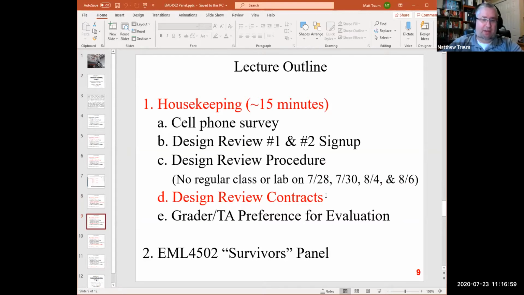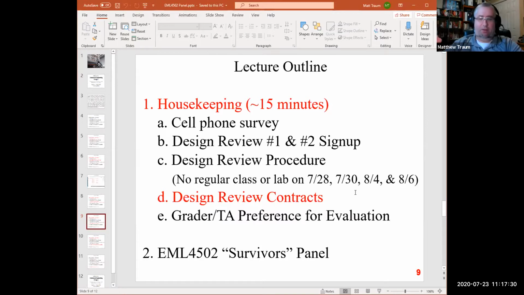What I implemented in the spring, which actually worked really well, is this concept of design review contracts. As we're going through the design review, we will record the things that we suggest. And those will be embodied in what's effectively a written contract, and I use the word contract very loosely, that will actually be an assignment that's posted for each individual group in Canvas.